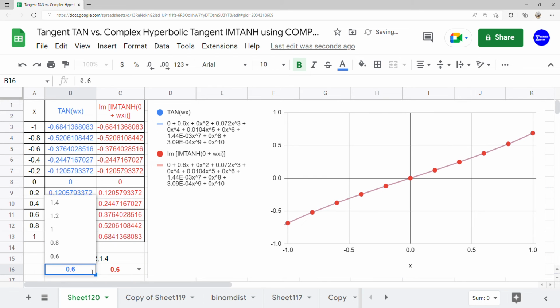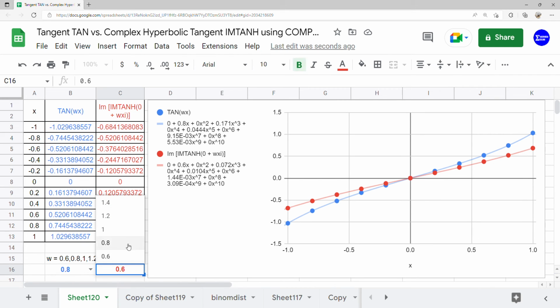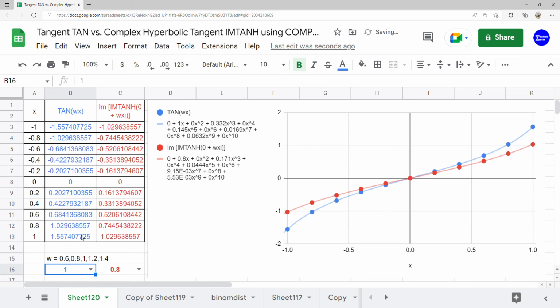So change the value of W to 0.8. So our blue has changed. We can also change the value of 0.8 to the complex hyperbolic tangent. Change this to 1.0. That's the trigonometric tangent.